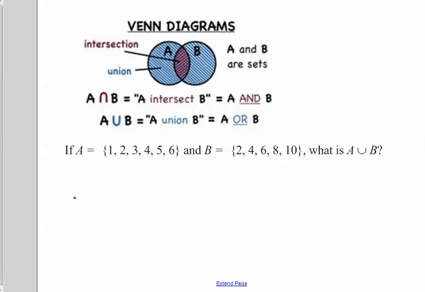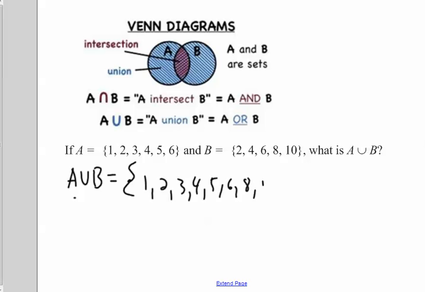So if A is equal to {1, 2, 3, 4, 5, 6}, and B is {2, 4, 6, 8, 10}, what is the union of A and B? If I were to write this, it would be A union B is equal to, and I would write a set of everything that's in either one, so it'd be {1, 2, 3, 4, 5, 6, 8, and 10}. That's all the things that are in that.